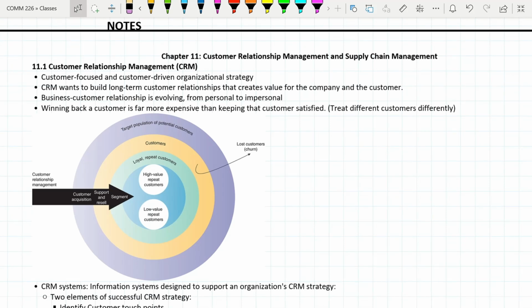Alright, so today I'm going to be doing Chapter 11, Customer Relationship Management and Supply Chain Management. So 11.1, Customer Relationship Management, or CRM. It's a customer-focused and customer-driven organizational strategy. CRM wants to build long-term customer relationships that create value for the company and the customer.